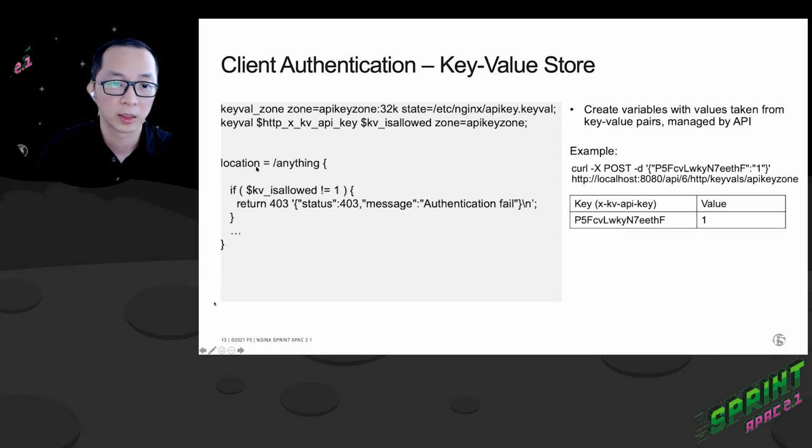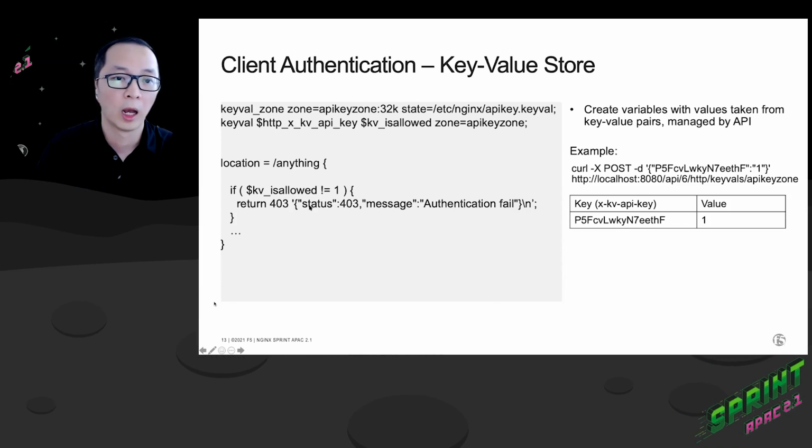So in the /anything location block, let's say I want to check what this value is. Now, NGINX will say, in order to retrieve the value for this variable, I will go into this key-value store, find this header, and retrieve the value from this memory, from this zone. If the value is not equal to 1, I will return the error. If the value is equal to 1, I will continue to execute.